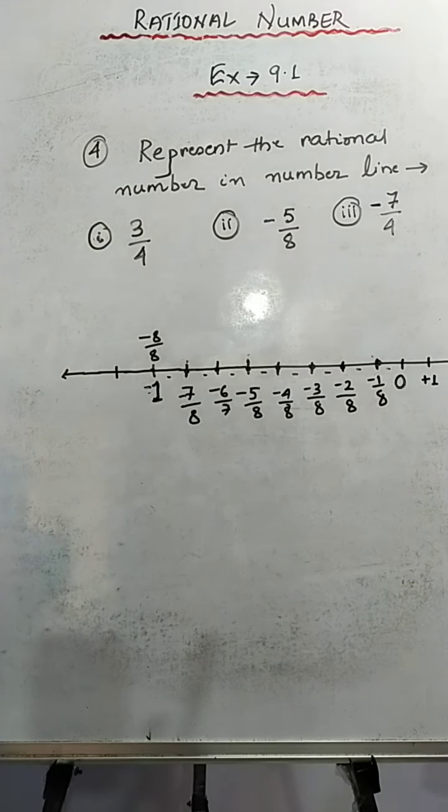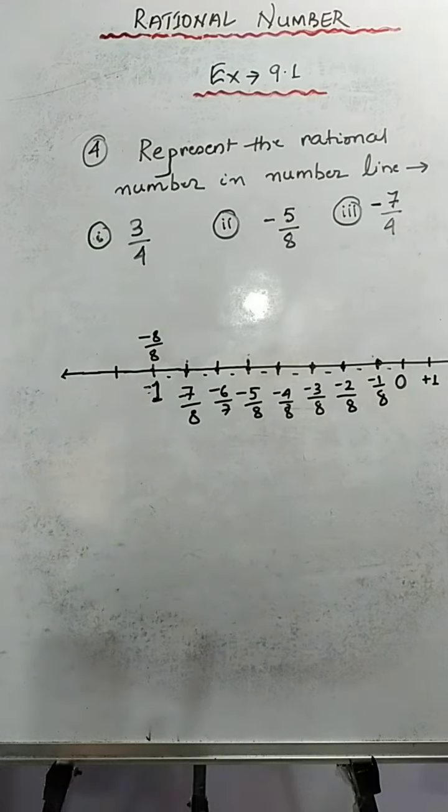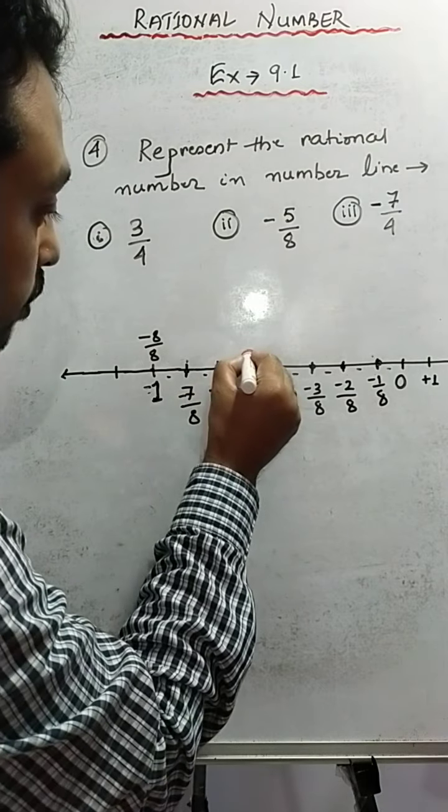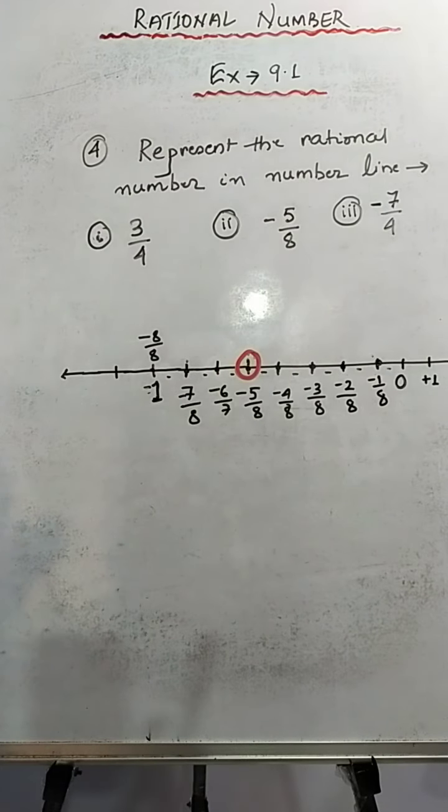Fine. So what we have to plot? We have to plot minus 5 by 8. So where is minus 5 by 8? This point is minus 5 by 8. So we'll circle this point like this. Okay, so this is minus 5 by 8. The same way we have to do the third one also. So let's do sum number 3.